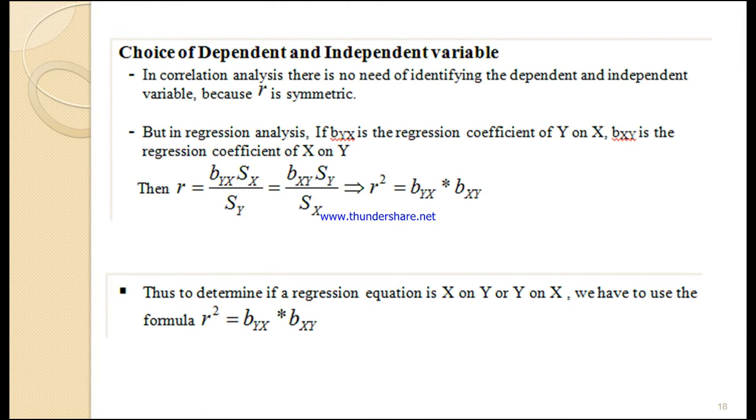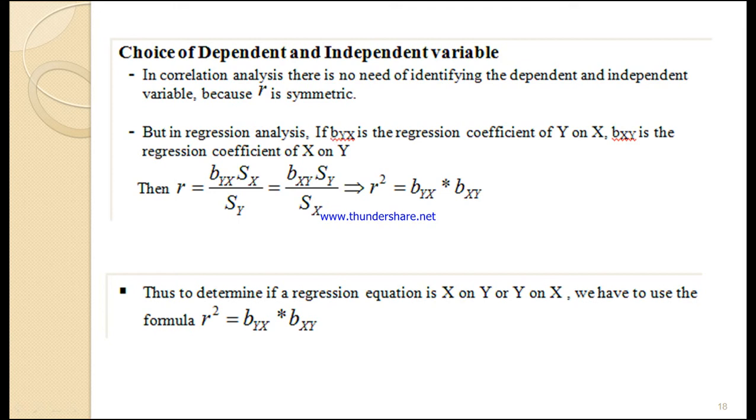Let us proceed to the choice of dependent and independent variable, or how we can determine which variable is dependent and which variable is independent when we are given two variables. In correlation analysis, there is no need to identify the dependent and independent variable because R is symmetric. But in regression analysis, there is a need to identify dependent and independent variables.